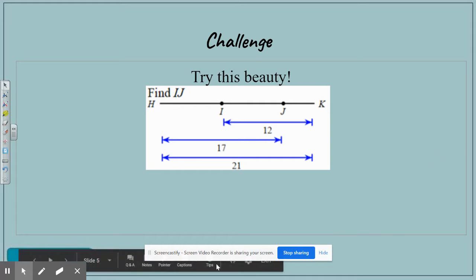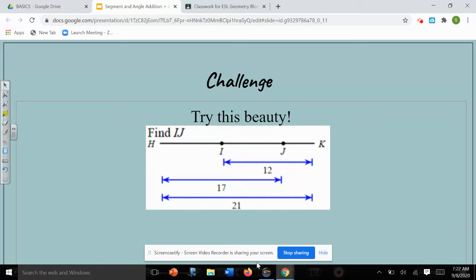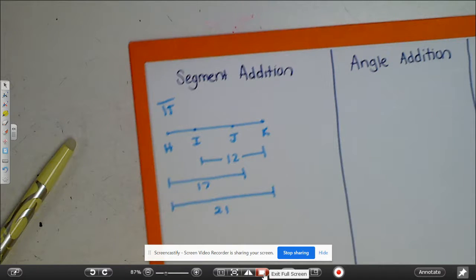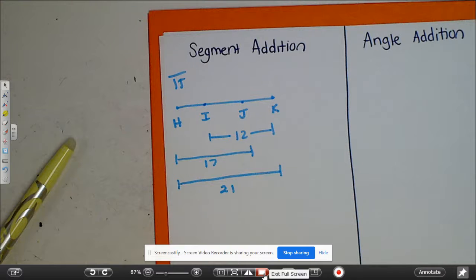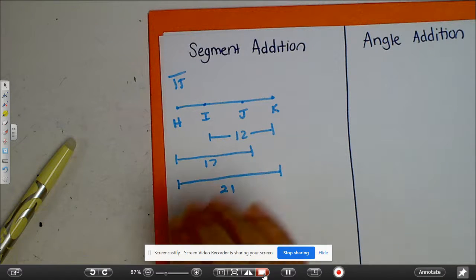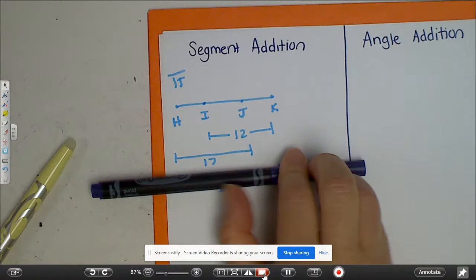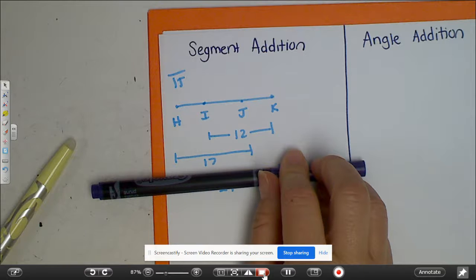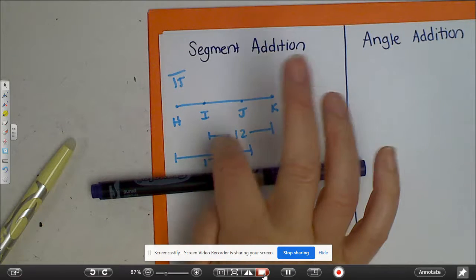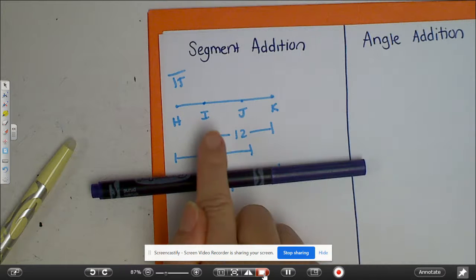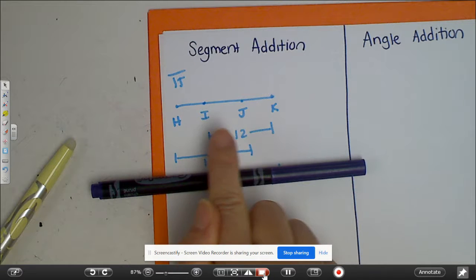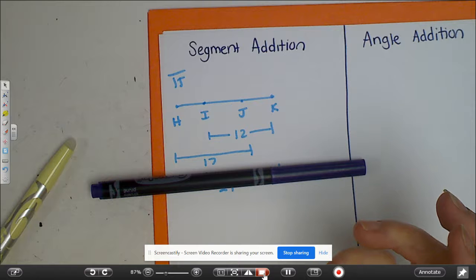So let me escape from this and pull up a camera. Okay, so here's that problem drawn on another sheet of paper. And you have to look at it in multiple different ways. If we look at just these, is that enough information to figure out anything? Both of these distances contain IJ, but they don't give us enough to figure out IJ.